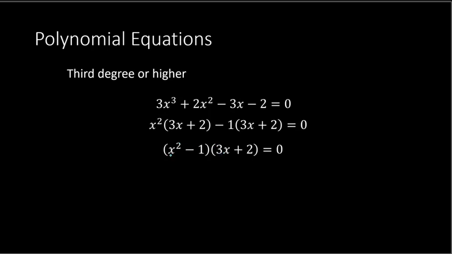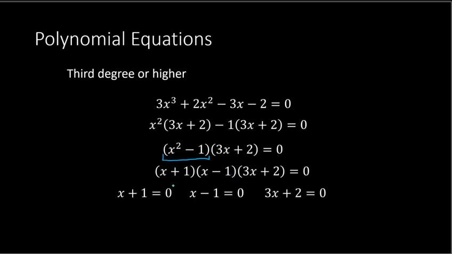Now from here, x squared minus 1 can factor further. That is a difference of squares, and that factors to become x plus 1 times x minus 1. Now what we can do at this point is use the zero product principle to set each part equal to 0. So either x plus 1 equals 0, x minus 1 equals 0, or 3x plus 2 equals 0. We solve each of those equations, so we get x equals negative 1, x equals positive 1, or negative 2 over 3. So we have three answers, 1, negative 1, or negative 2 over 3.